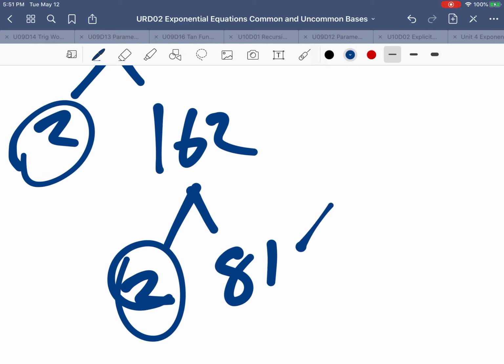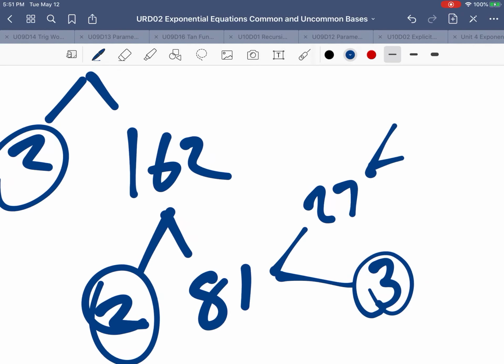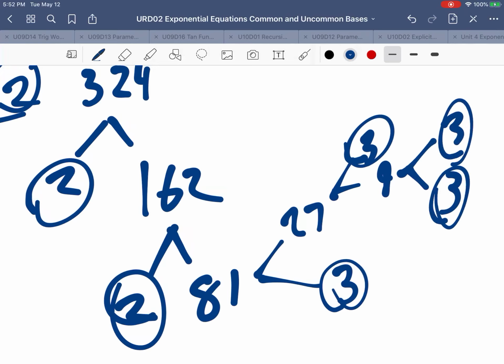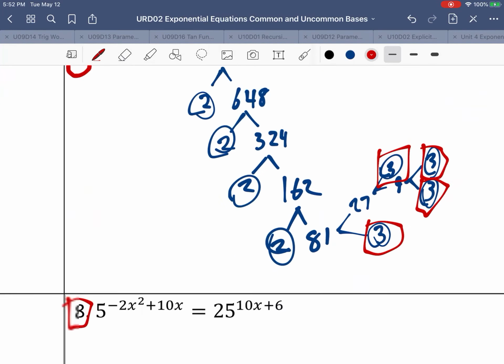So I'm going to go this way. I'm going to keep going this way. So that's 3 times 27. 27 is 3 times 9. And 9 is 3 times 3. So what happened here is I have 4 3's. And I also have 4 2's.